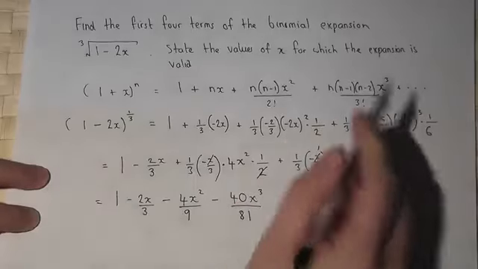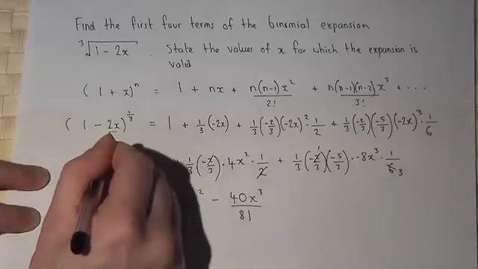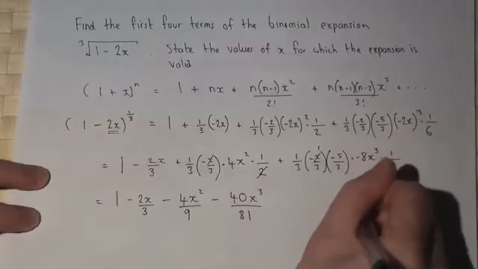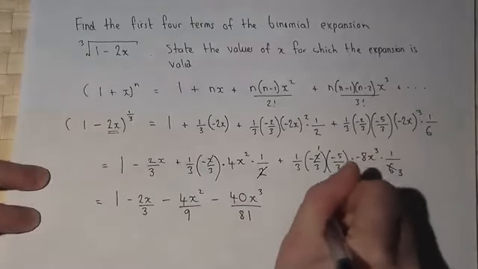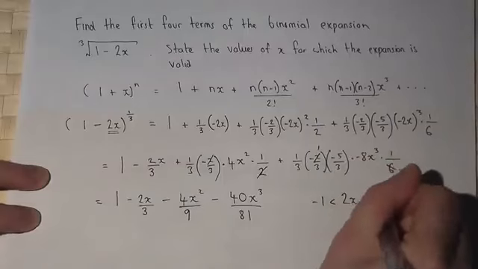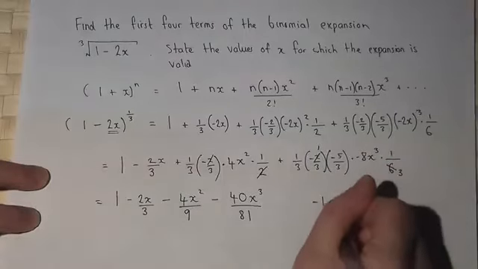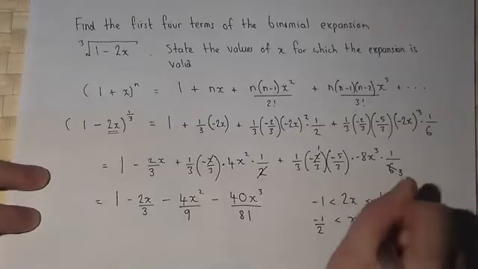And this is valid as long as this term here, 2x, is between minus 1 and 1. So in other words, x is between minus 1 over 2 and a half.